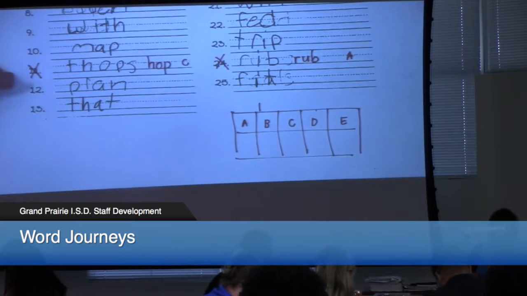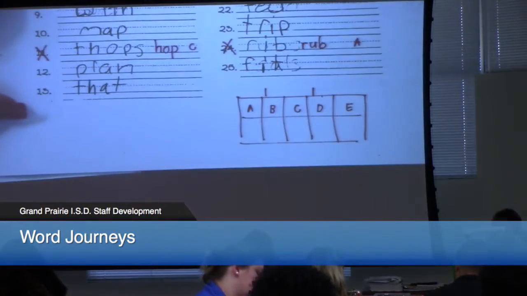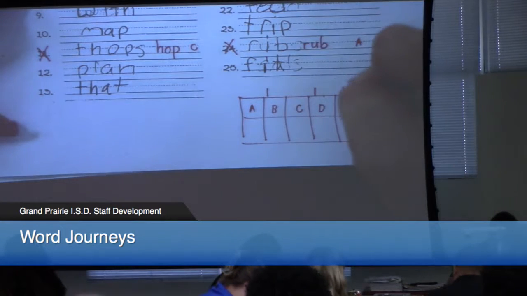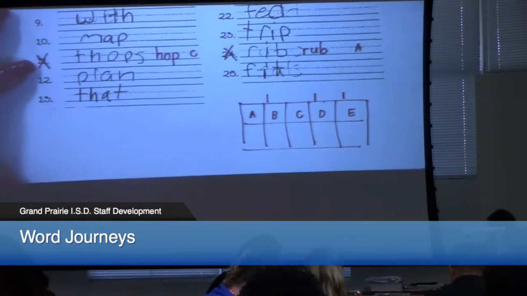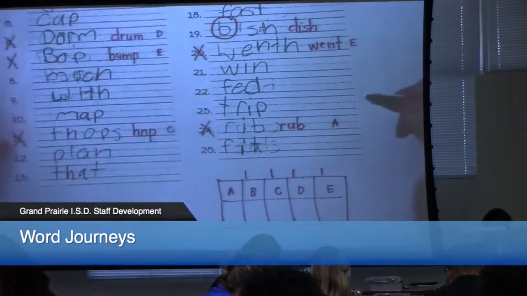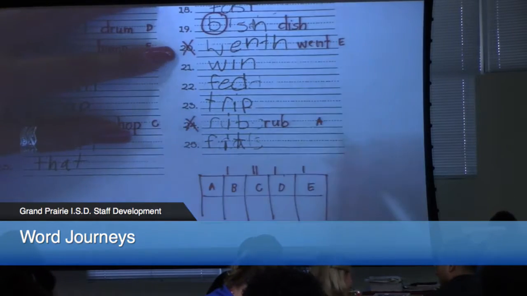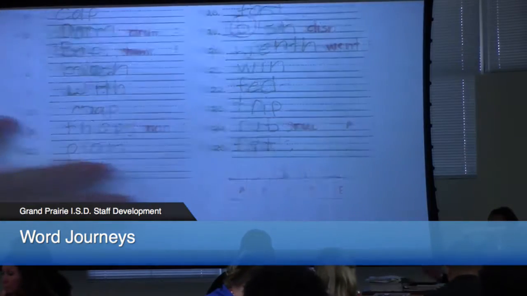Okay? The next error I have is what? Number 6, which is D, drum. So I'm going to go down to D, and I'm going to tally the error. Next one is number 7. What letter is that? E, so I'm going to tally the E. Number 11 is what letter? C. Next error is mud. What letter? C. Number 20 is what? Went, E. And the last one is rub, A. Okay, so I'll get to that.